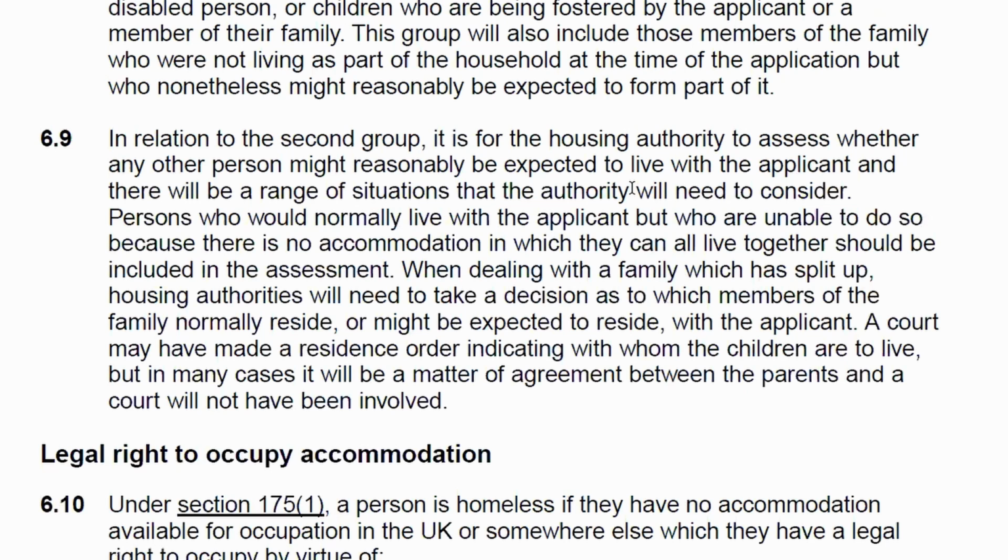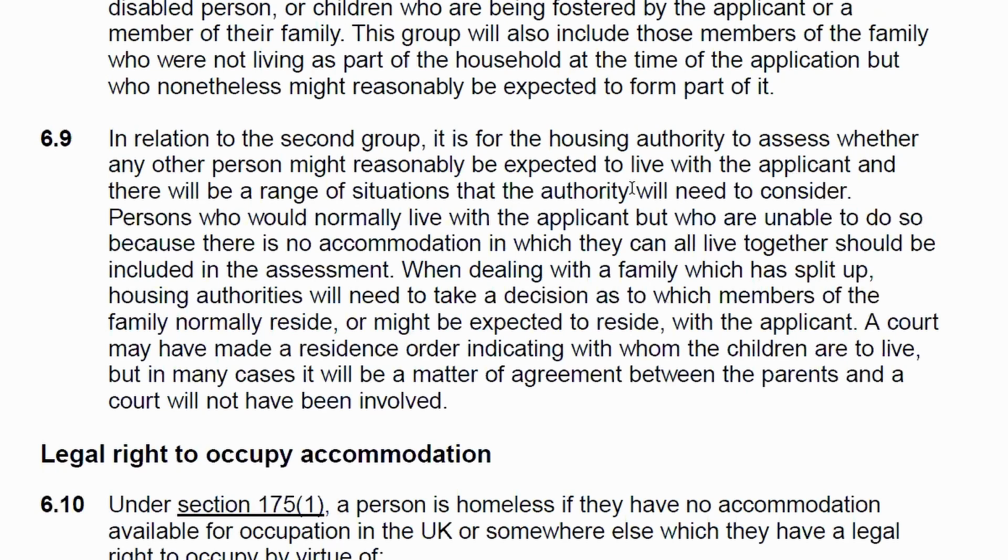6.9. In relation to the second group, it is for the housing authority to assess whether any other person might reasonably be expected to live with the applicant, and there will be a range of situations that the authority will need to consider. Persons who would normally live with the applicant but who are unable to do so because there is no accommodation in which they can all live together should be included in the assessment.